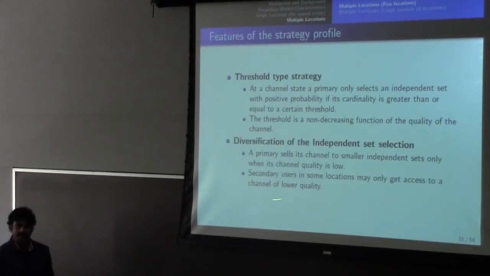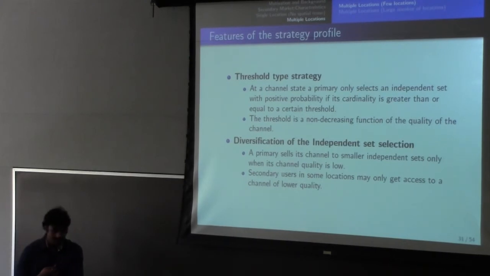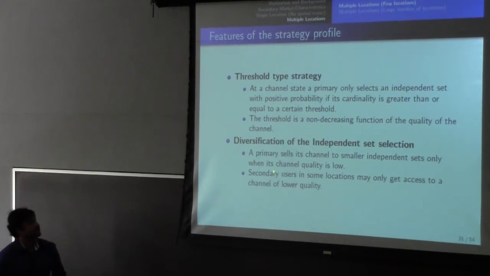Okay, so what are the key properties of this NE strategy? First, it is a threshold type strategy. At a channel state, a primary only selects an independent set whose cardinality is greater than a certain threshold, and the threshold is a non-decreasing function of the quality of the channel. So for higher quality of the channel, a primary only selects independent sets which have very high cardinalities. As the channel quality gets lower, it will randomize over the other independent sets which have lower cardinalities.